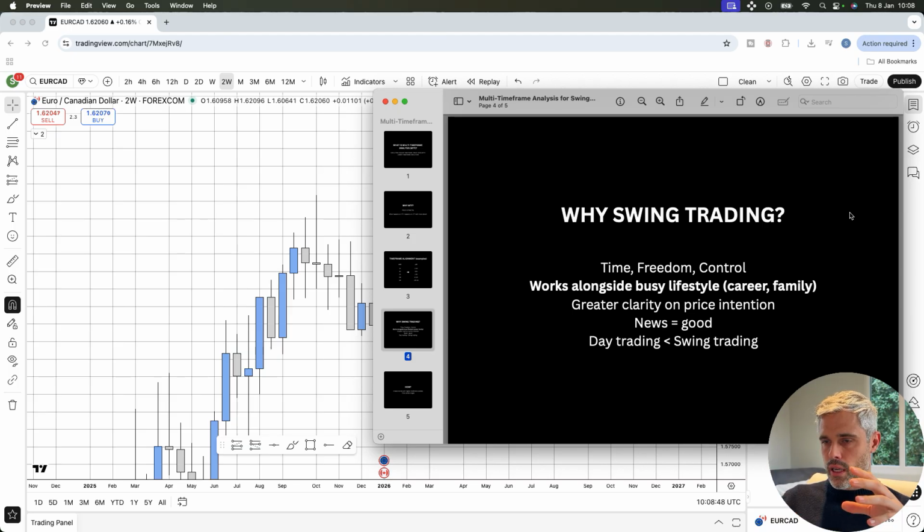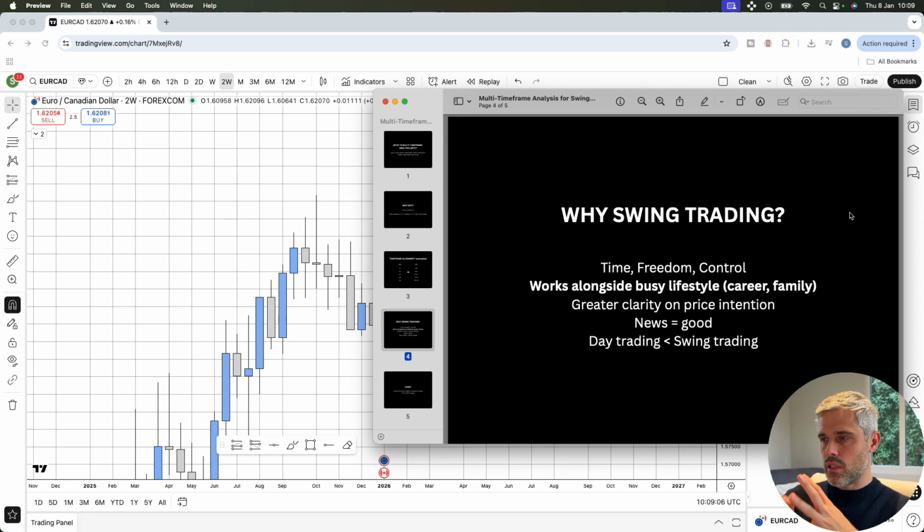Finally, day trading is just as good as swing trading. Swing trading is just as good as day trading. There's not one that is better than the other. So if you have the perception that you need to make tons of trades all the time, you need to be active in the markets, it's really not the case. What you need is patience and discipline.